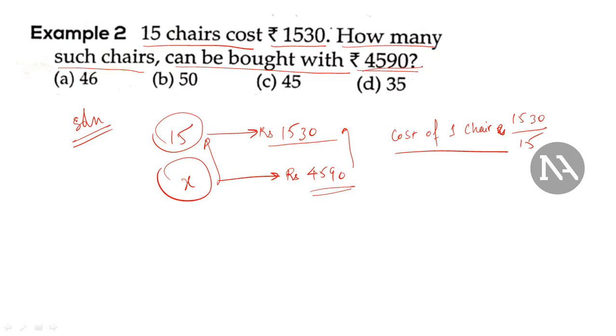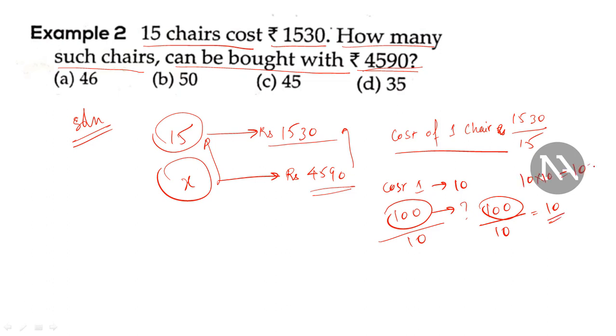Now, how can we find out how many chairs can be bought with rupees 4590? I will explain with the help of a simple example. If the cost of one apple is 10 rupees, then for 100 rupees, how many apples can be bought? Tell me how you can find out. You can find out by dividing the total cost by the cost of one unit. So for 100 rupees, here it is 10 apples, because 10 into 10 is 100. This is the quantity, this is the cost of one unit, and this is the total value.